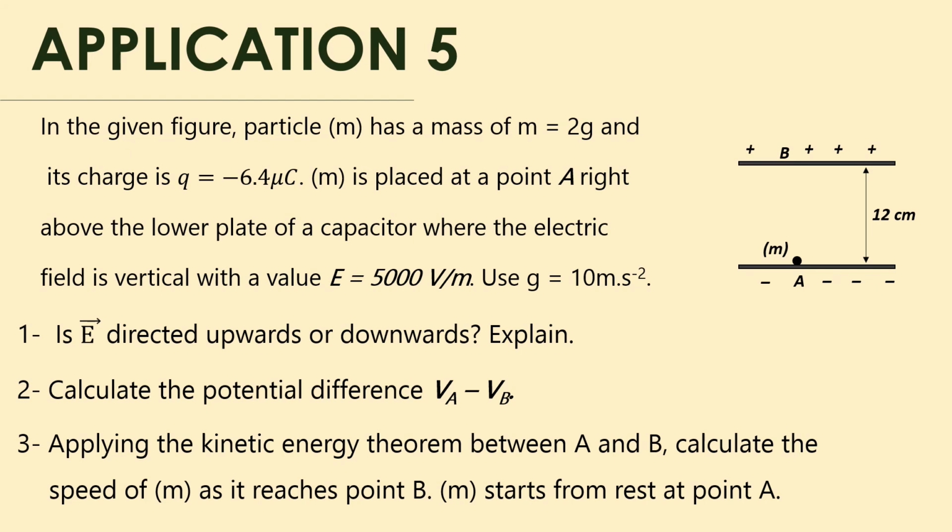So we are given a capacitor with A and B plates being charged, and the charges are shown. First question: is the electric field E directed upwards or downwards? Calculate the potential difference VA minus VB. Apply the kinetic energy theorem between A and B to calculate the speed of M as it reaches point B. So part 3 is a direct application of the kinetic energy theorem, but applied with electric force here.